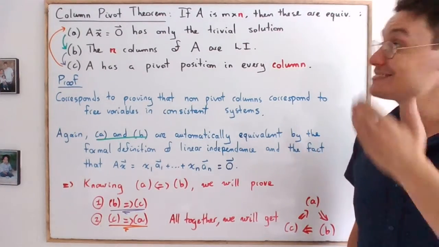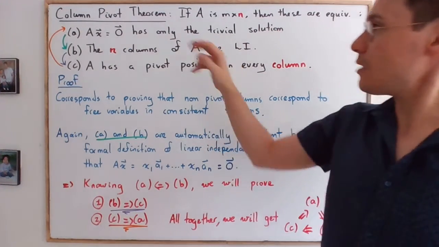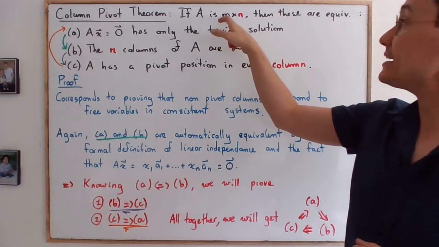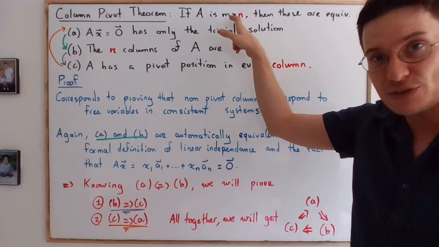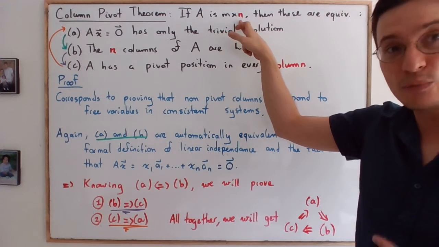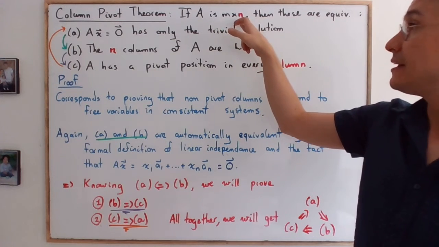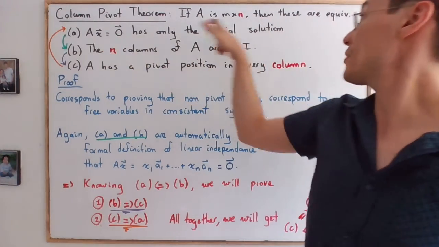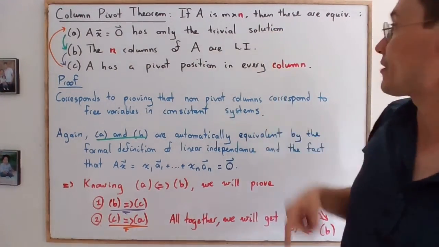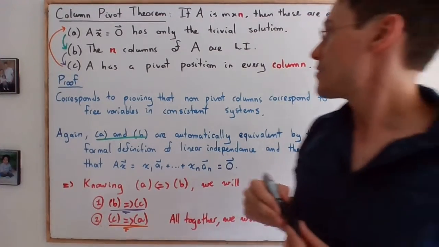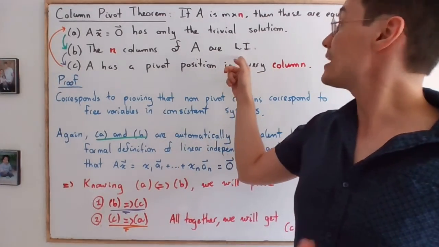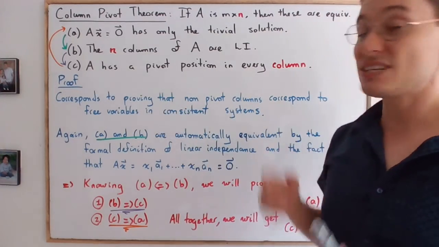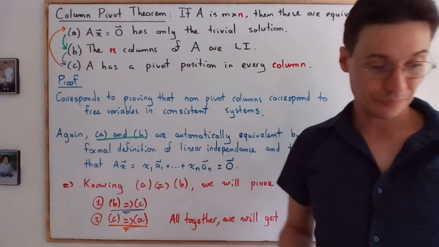Hi linear algebra students. In this video, I'm going to prove the column pivot theorem. Here it is. If A is an m by n matrix, we're focusing now on n, which is the number of columns, then these three statements are equivalent. A: Ax equals 0 has only the trivial solution. B: The n columns of A are linearly independent. And finally, C: A has a pivot position in every column.